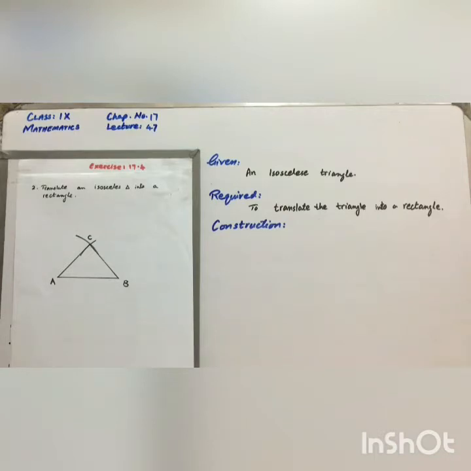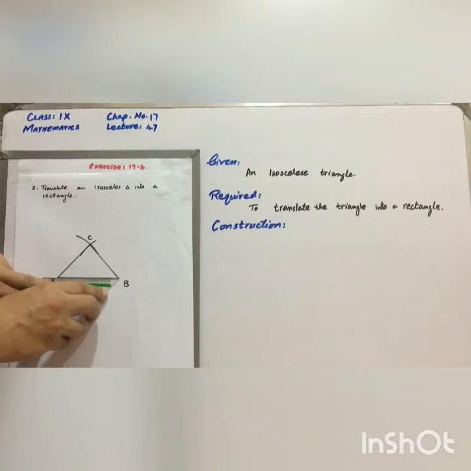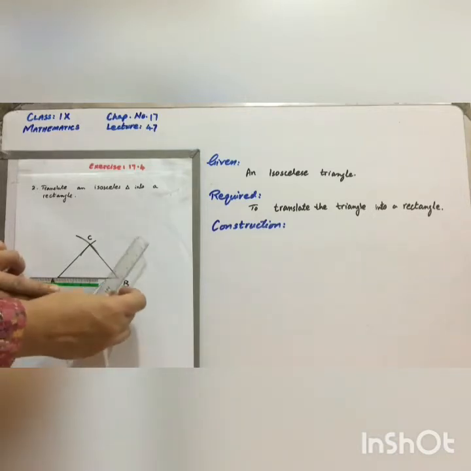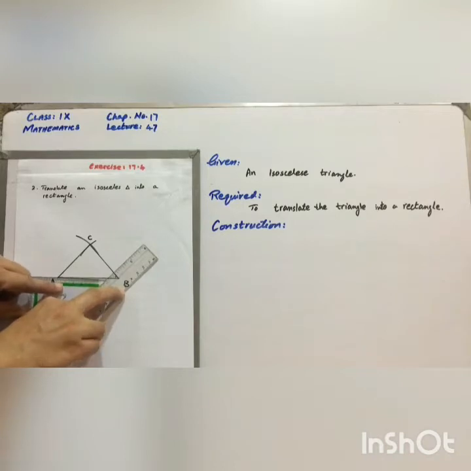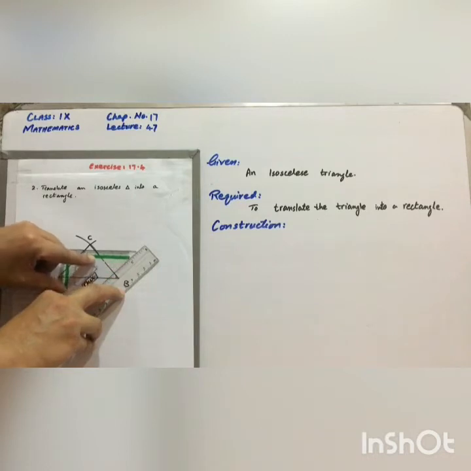First of all, we will take a line through C parallel to AB. Watch the video carefully. Keep the edge of the set square with line segment AB and set the scale with the set square, hold it firmly and move the set square upwards till it reaches point C.